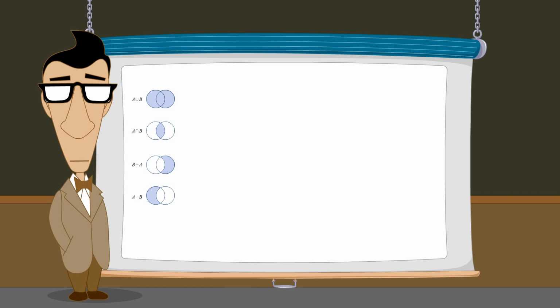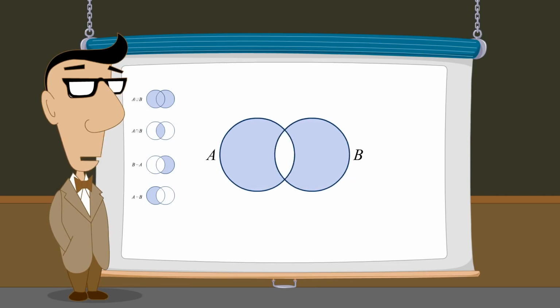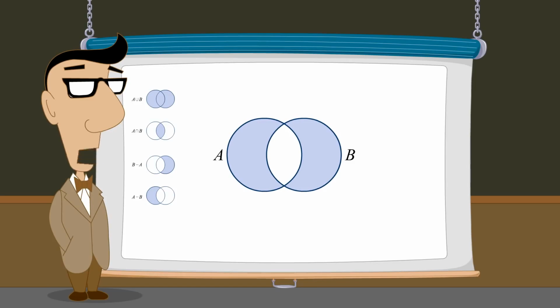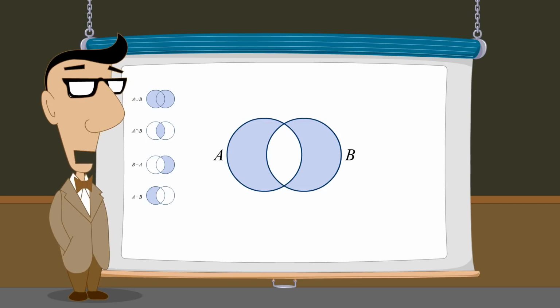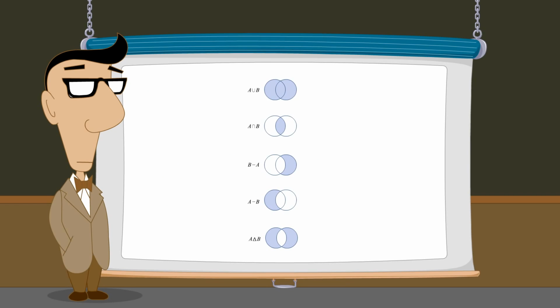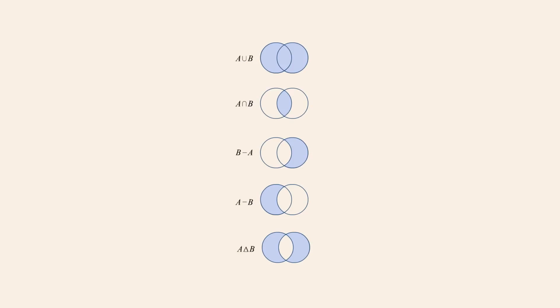However, there is another possible combination. We can form a collection of elements which are members of A or B but not both. In other words, the union of A and B without the intersection. This forms what is called the symmetric difference of A and B. The symmetric difference operand is the Greek letter delta. We now have 5 different ways to combine two sets to create a new set.